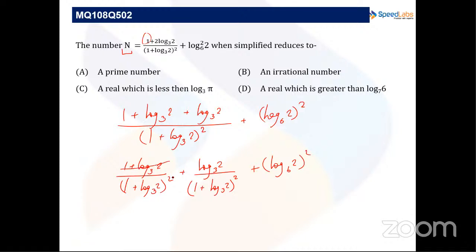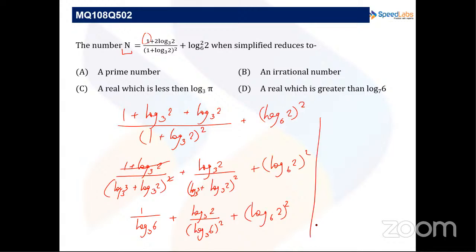Now this one time it will get cancelled out, and we would be getting this. We can write this one as log 3 to the base 3. So we will be getting log 6 to the base 3. And this quantity is log 2 to the base 3, and this quantity will be again log 6 to the base 3 whole square plus log 2 to the base 6 whole square.